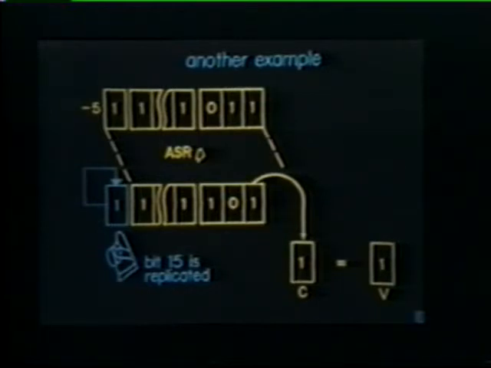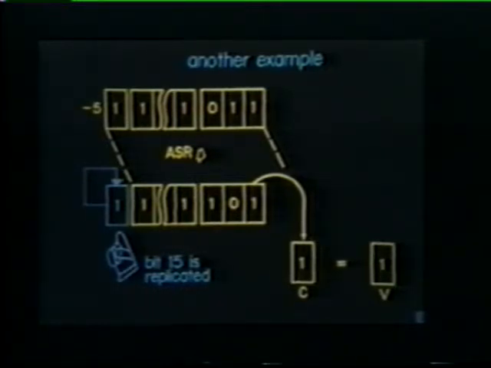Here's another example. We start out with a minus 5. After the ASR instruction is executed, the result is shifted one place to the right and bit 15 is replicated. Notice that we have a carry out of the least significant bit and into the C bit. Again, this is an overflow condition. Consequently, the V bit is set whenever the shift instruction produces a carry of 1 into the C bit.